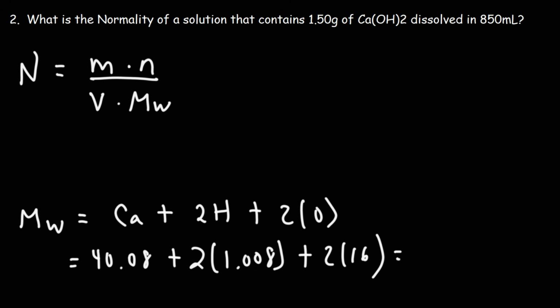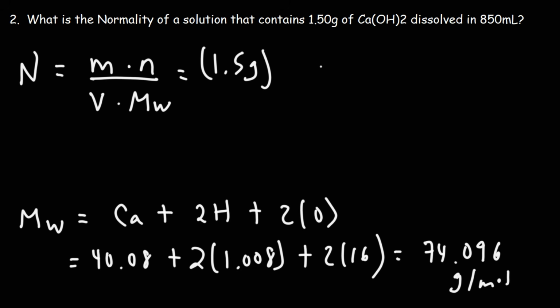So let's go ahead and plug this in. So this is going to be 74.096 grams per mole. The mass of solute is 1.5 grams. Notice how many hydroxide ions we have per formula unit. There's 2 of them. So N is going to be 2 in this example.